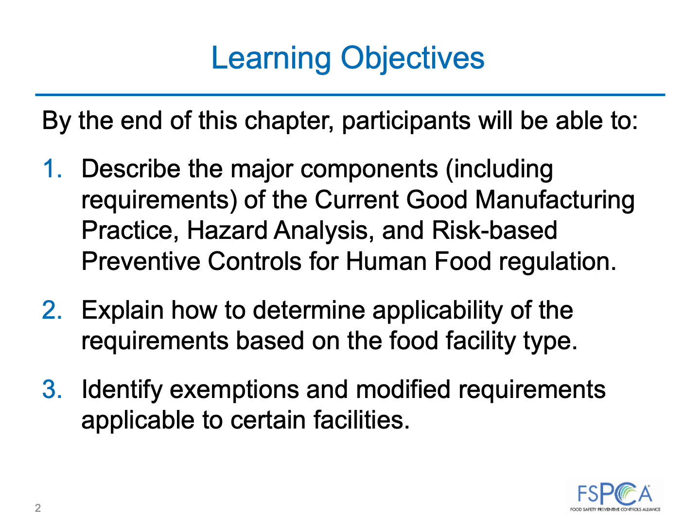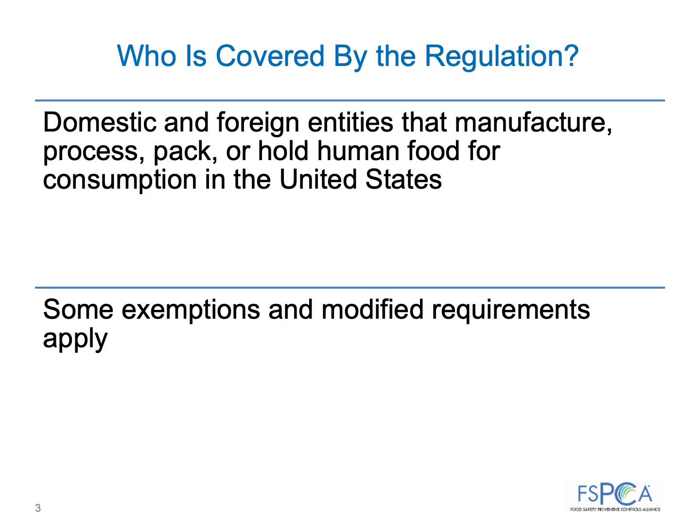By the end of this chapter, participants will be able to describe the major components, including requirements, of the current good manufacturing practice, hazard analysis, and risk-based preventive controls for human food regulation. Explain how to determine applicability of the requirements based on the food facility type. Identify exemptions and modified requirements applicable to certain facilities. The regulation generally applies to both domestic facilities and foreign facilities that export food for consumption in the United States.